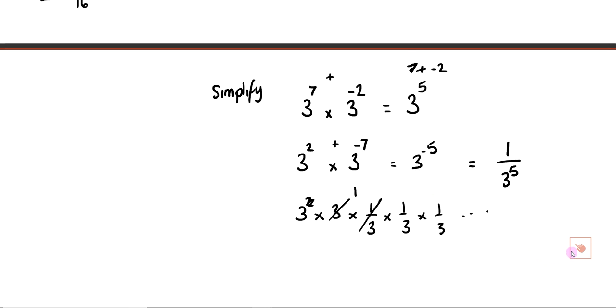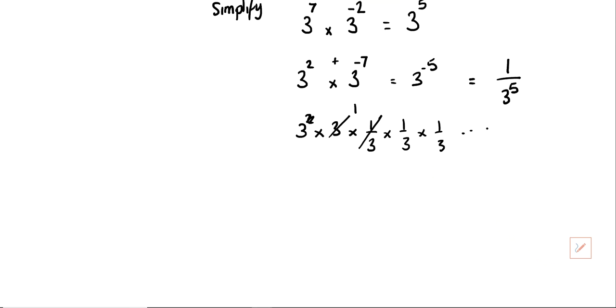Make sense? Ish. So if I ask you one more then, I would like you to do 2 to the power of 5 multiplied by 2 to the negative 2 multiplied by 2 to the negative 1. Please do it in your book. And the simple answer is 4. 2 to the power of 2, because we just add the powers, and the answer is 4.